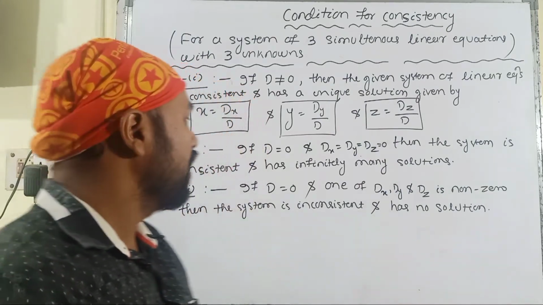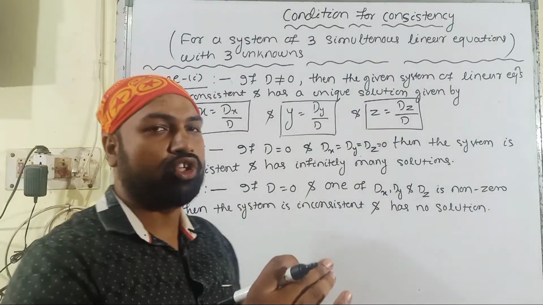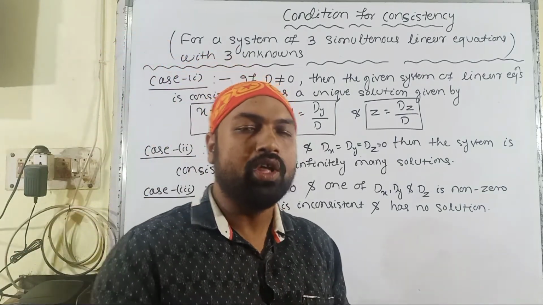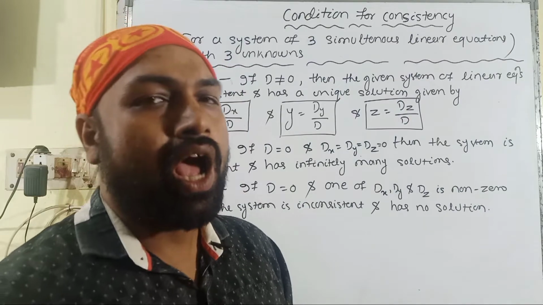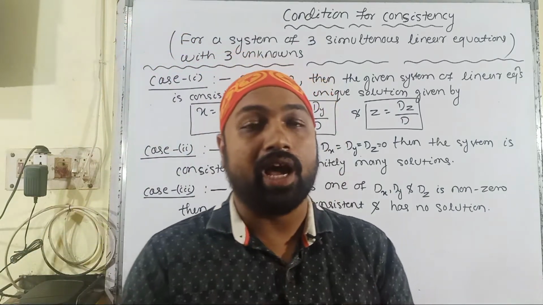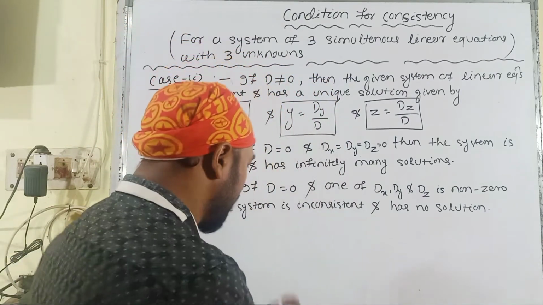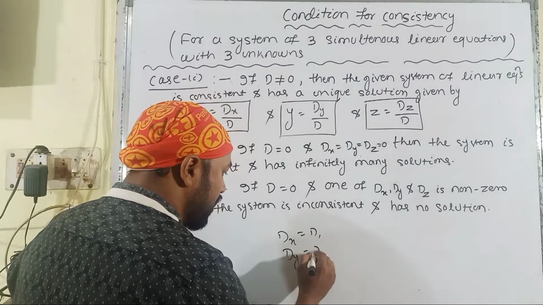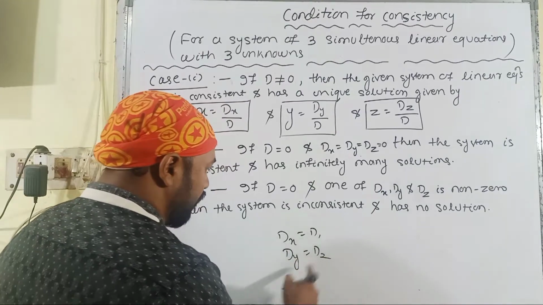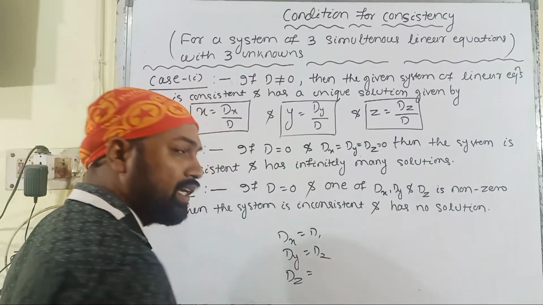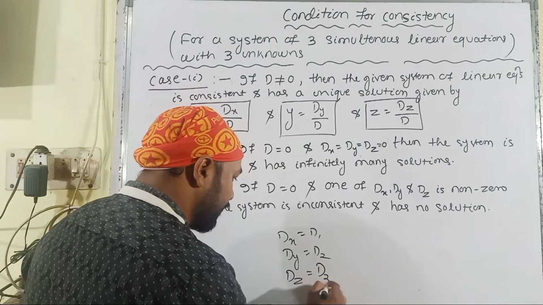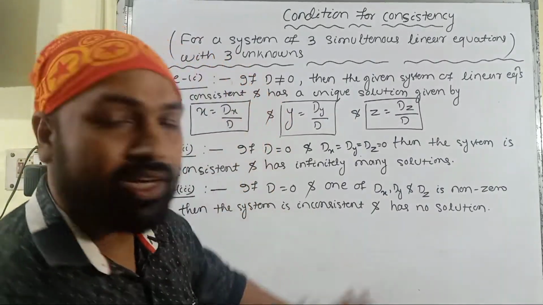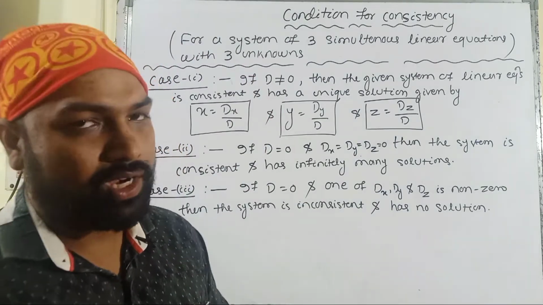In case number 2, if D is equal to 0 as well as Dx, Dy and Dz, all three values are equal to 0, then the system of linear equations is consistent and has an infinite number of solutions. Again I am telling that the value Dx can be written as D1, the value Dy can be written as D2 and the value Dz can be written as D3. These are the three substitutions you can make in place of Dx, Dy and Dz.